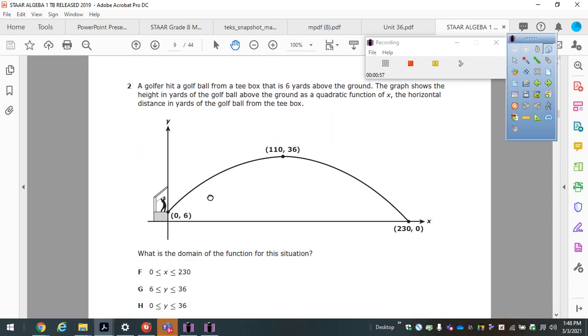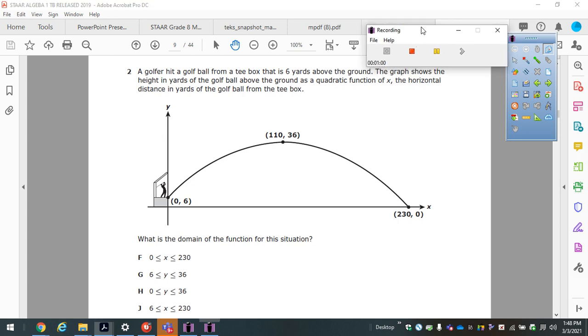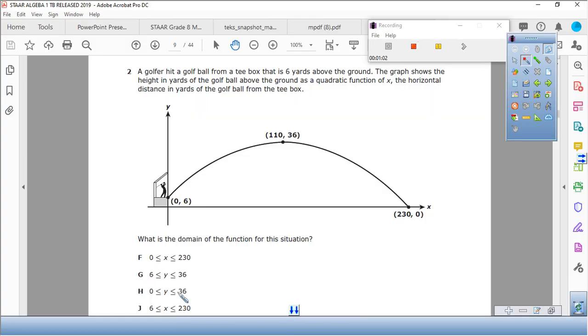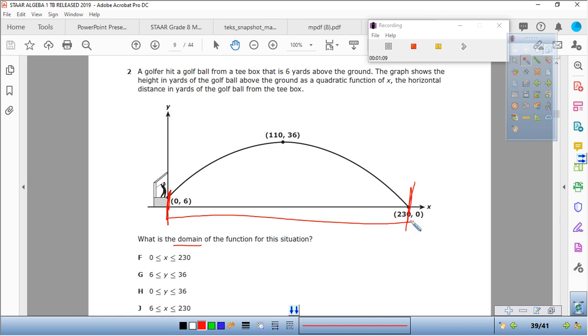This one right here, a lot of people get this one wrong. I'm not going to read the question, I'm just looking at the answer choices. That tells me what to do. Domain is your x values, so from here all the way to here. I'm not looking at the y's. I could care less what the y's say. So x is between 0 and 230. Wrong, wrong. 6 is going up and down. This is domain, your x values. Make sure you know that. So the final answer is right here.